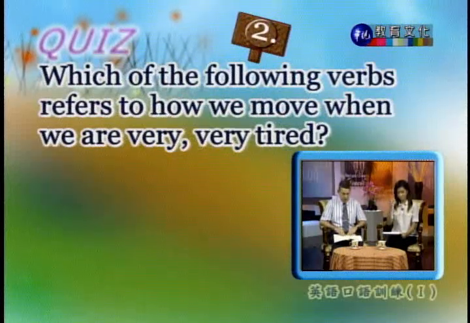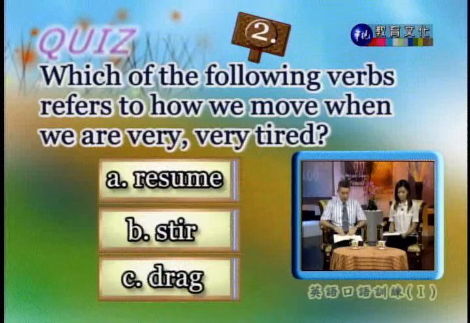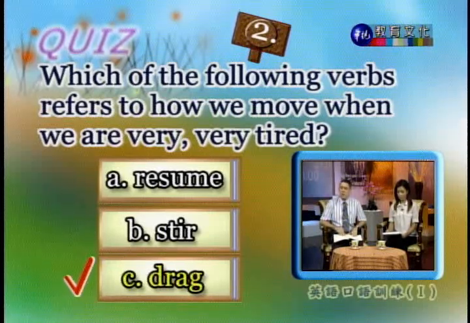Let's take a look at this. Which of the following verbs refers to how we move when we are very, very tired? Is it A, resume, B, stir, or C, drag? If you remember from our vocabulary, part three, we had a sentence about workers moving on a hot and humid day. On those kinds of days, we say we drag ourselves around.